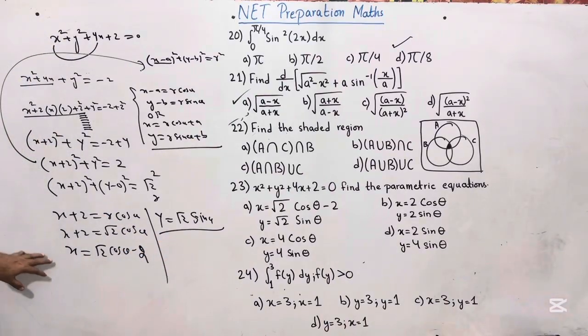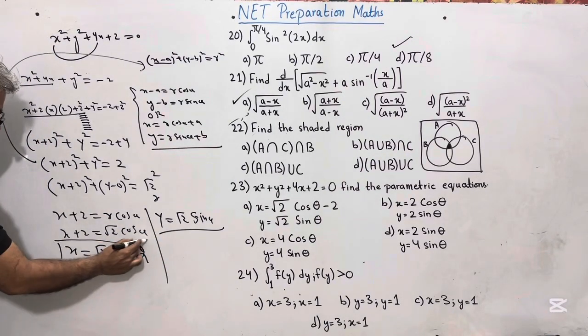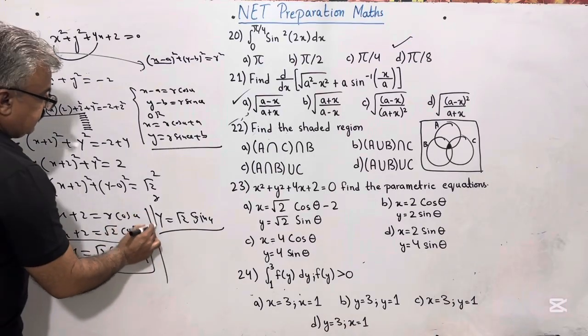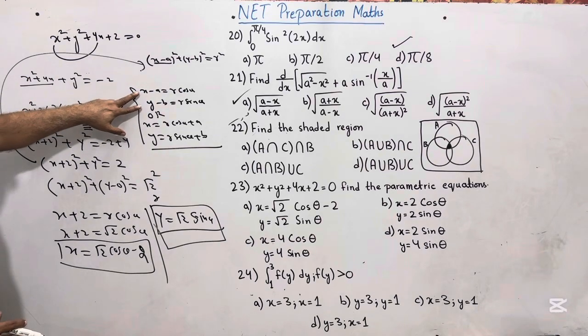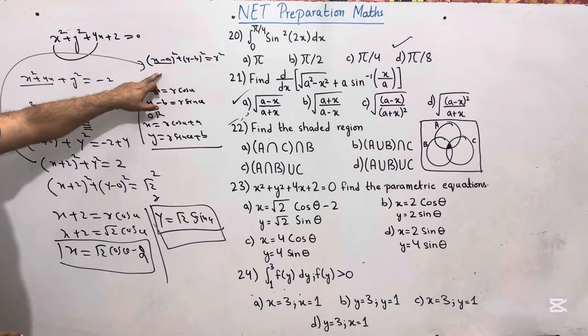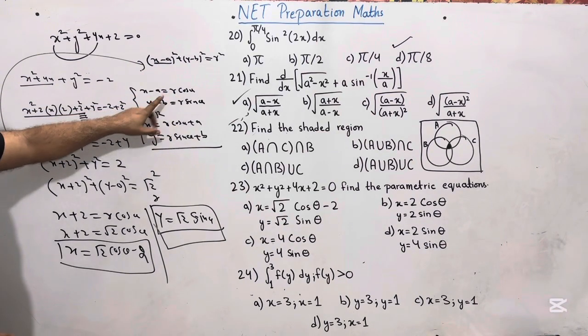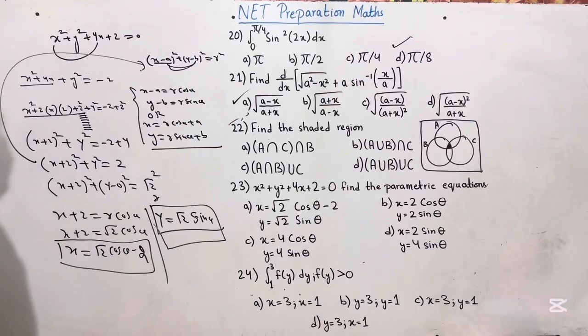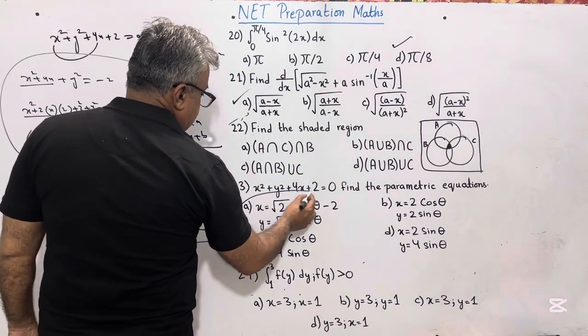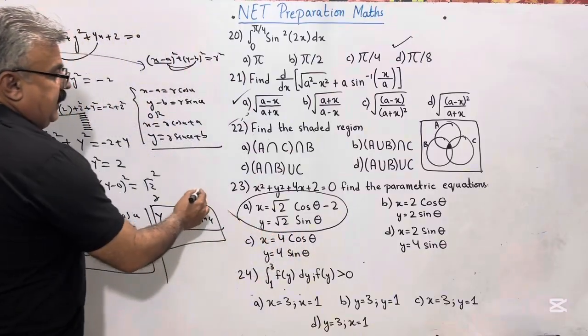That is my parametric equation in the case where the center is not at the origin. If the center is not at the origin, then switch over to this. Take x minus a is equal to r cos theta, and here y minus b is equal to r sin theta, where a and b are the coordinates of the center of the circle. In that case, my option is A.